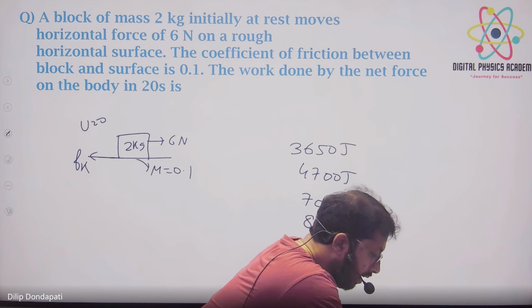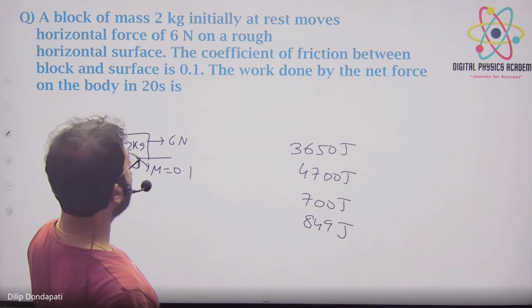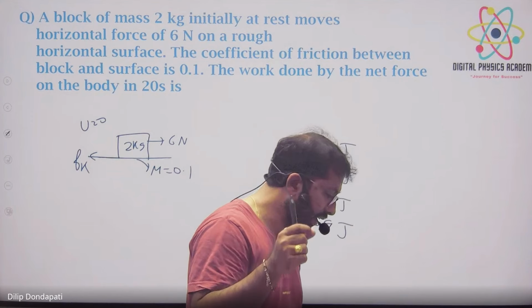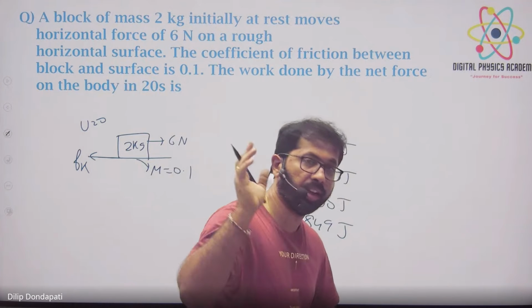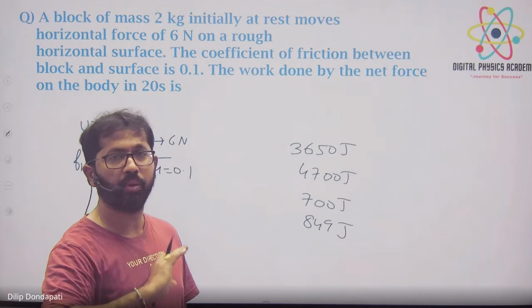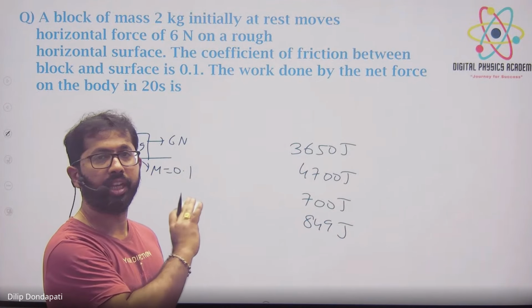Okay. Generally, he did not mention g equals 10, right? Sir, I took 9 point... F net as 4 newtons. No, you took 10, right? Yeah, 10, okay. You took 10, but actually whenever they don't mention, you have to take 9.8. When they mention g equals 10, then only take 10.